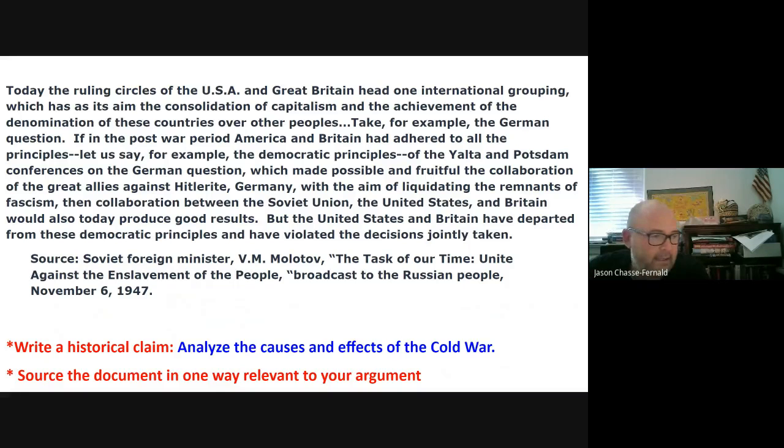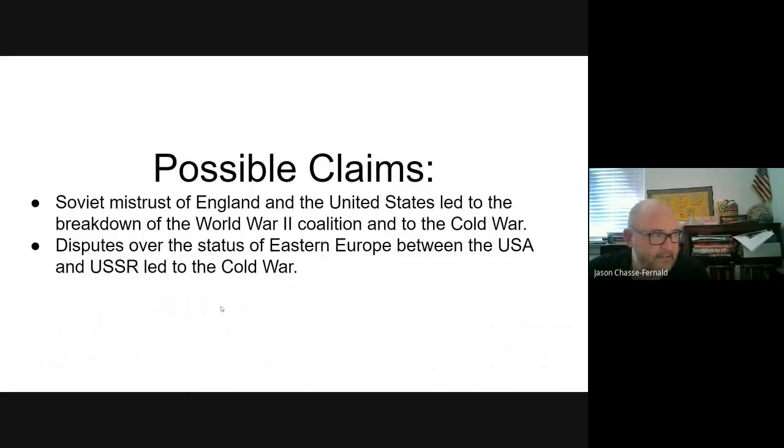And welcome back. At this point, we're just seeing how we're doing. We'll do a couple of practice rounds, and then we'll do one for homework or classwork. Good. So maybe your claims are something to the effect of: Soviet mistrust led to a breakdown in the alliances that had been created during World War II, resulting in an increase in tension during this period known as the Cold War. Or disputes over the status of Eastern European states, et cetera.